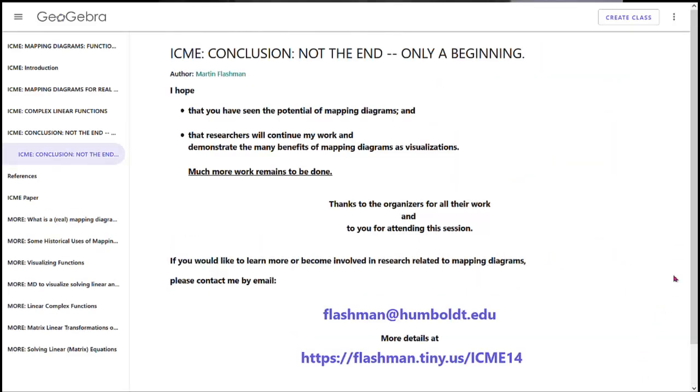So I hope you have seen the potential of mapping diagrams, and that researchers at this session, or who read my paper, will continue my work and demonstrate the many benefits of mapping diagrams as visualizations. Much more work remains to be done.